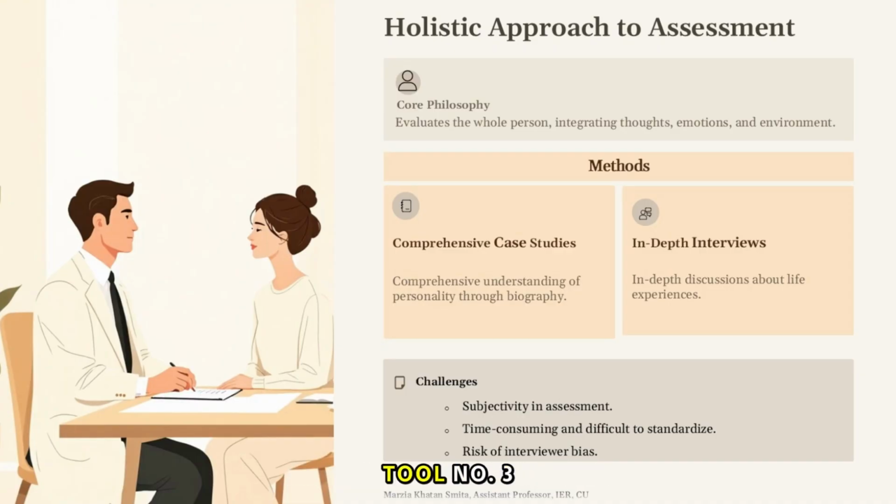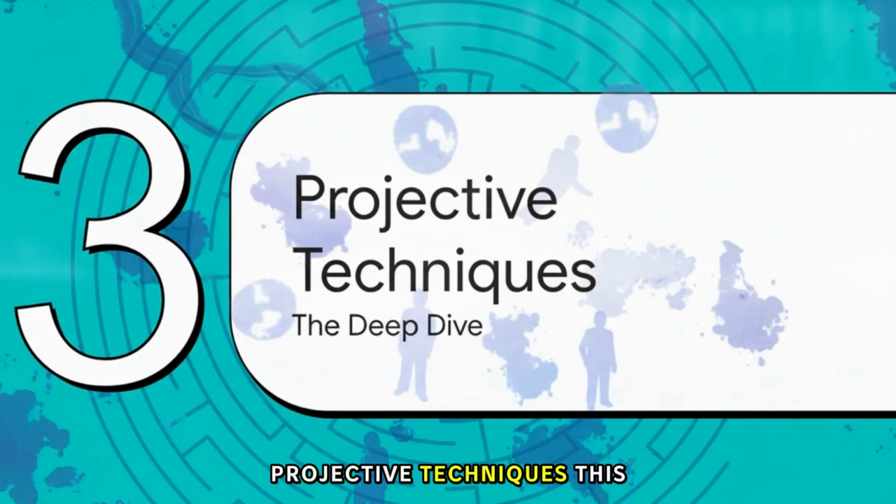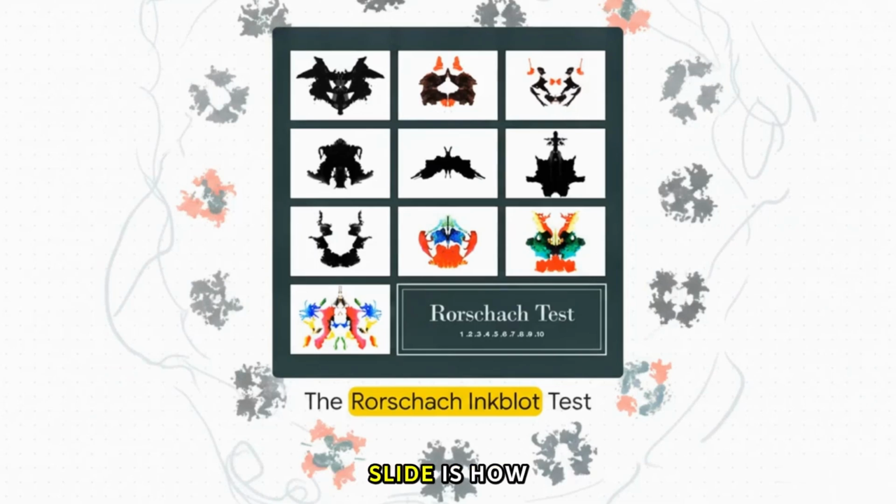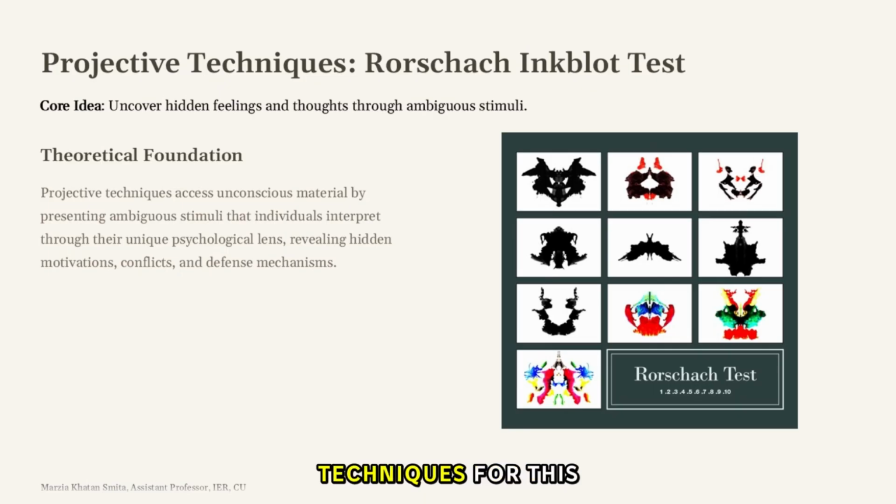Moving on to tool number 3, projective techniques. This is the deep dive. Now, what's really interesting about this slide is how it pivots from the conscious mind to the unconscious. We use projective techniques for this. The theory here is just fascinating. By presenting you with ambiguous stimuli, these techniques effectively bypass your mental defenses.